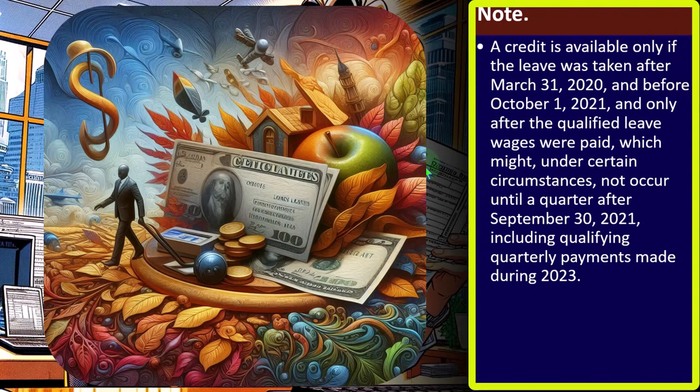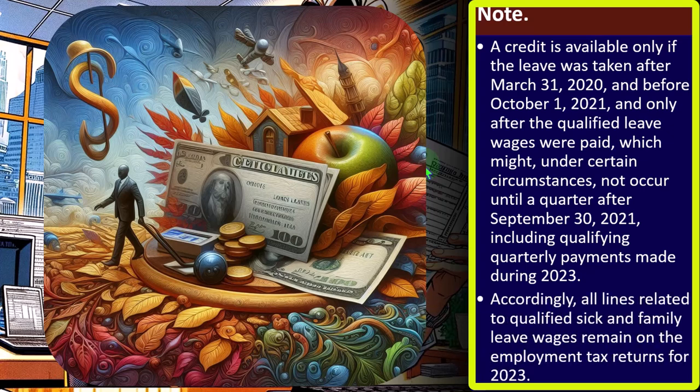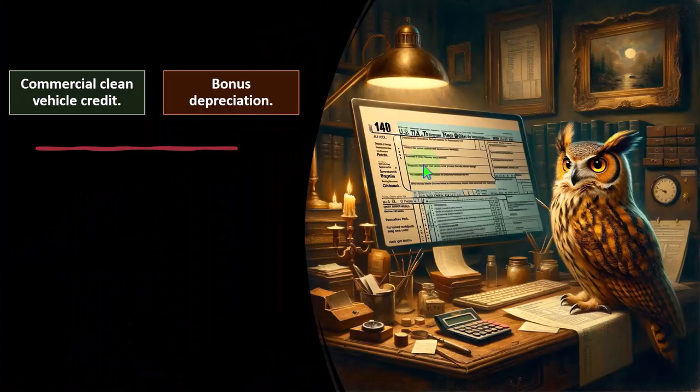A credit is available only if the leave was taken after March 31st, 2020 and before October 1st, 2021 and only after the qualified leave wages were paid, which might under certain circumstances not occur until a quarter after September 30th, 2021, including qualified quarter payments made during 2023. Accordingly, all lines related to qualified sick and family leave wages remain on the employment tax returns for 2023.